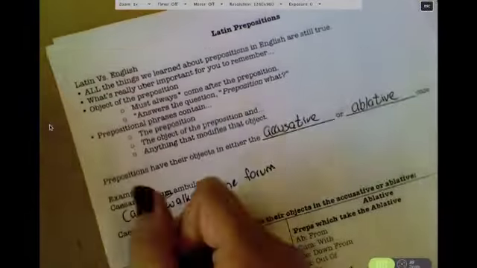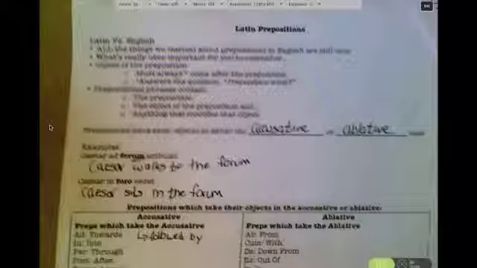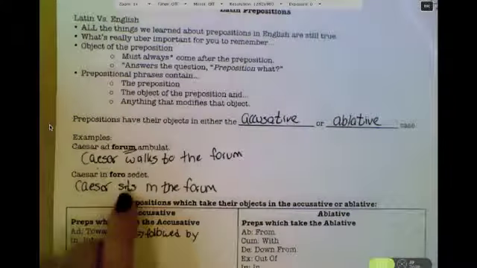Here it's Caesar sits in the forum. And I remember what you said about my handwriting, so this, again, is sits in the forum.